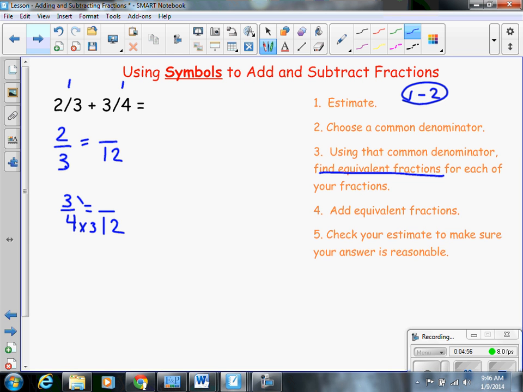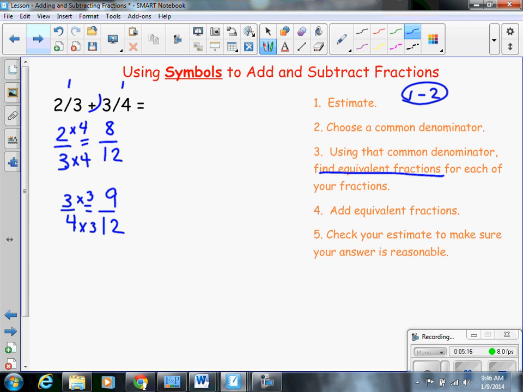I do the same to the top. 3 times 3 equals 9. Then I do that with this problem. I find an equivalent fraction for this number. 3 times what equals 12? 3 times 4. Do the same to the top. 2 times 4 equals 8.